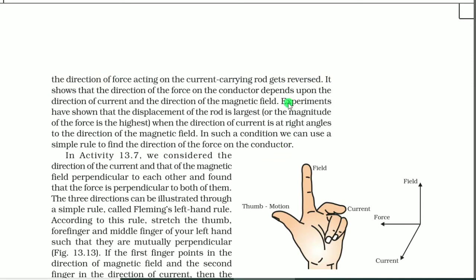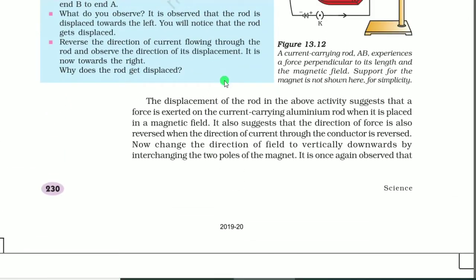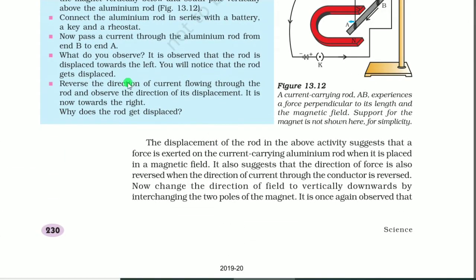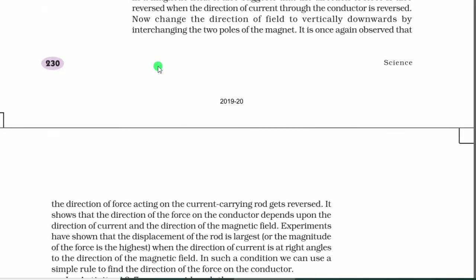Okay, here it is written, experiment suggests, from the experiment it has been revealed that the displacement of the rod is largest when the direction of the current is at right angles to the direction of the magnetic field. And now we will apply one rule which was given by Fleming, and that is known as Fleming's left hand rule. A few minutes ago I told you about the direction. So now we learn in which direction it will be. Here it is written displaced towards left. So in which direction it will be displaced, we'll get an idea from Fleming's left hand rule.